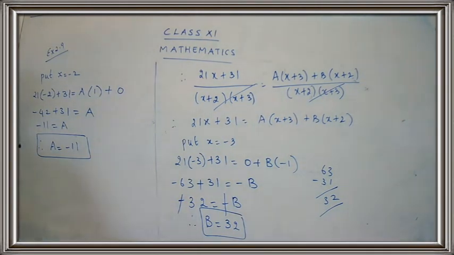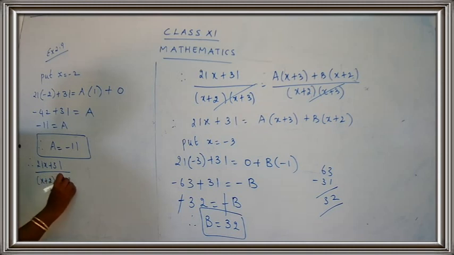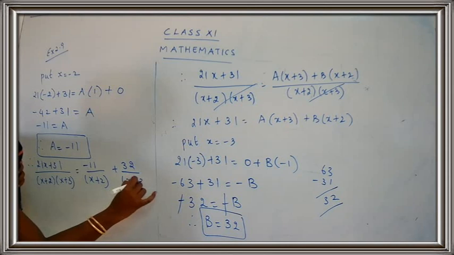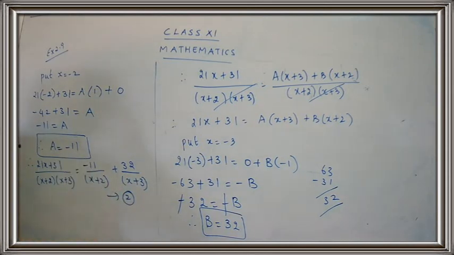So what do you get here? Therefore, we started with (21x + 31) upon (x + 2)(x + 3) is equal to A. What was A? Minus 11 upon x plus 2 plus 32 upon x plus 3. You can take this as 2. So minus 11 upon x plus 2 plus 32 upon x plus 3. So we are going to substitute this 2 in equation 1. We have already marked equation 1 as there, children. So you are going to just put this 2 in 1.